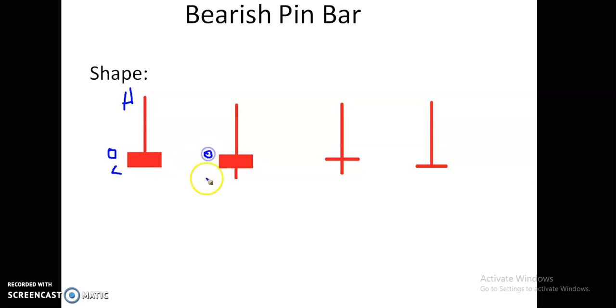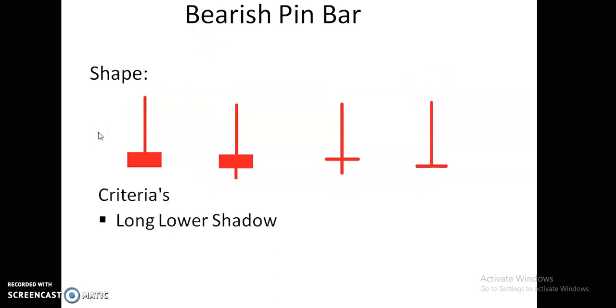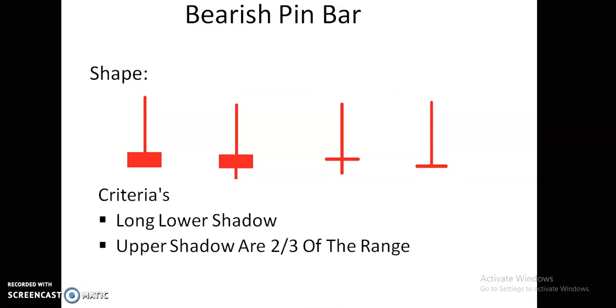Here you can see the open, close, low and high, and in this candle the open and close are in the same area, they form a lower point, and here you can see the higher point. Similarly here, the open, close and high are almost the same, and this is the low, and here you can see the high. So see the criteria, same as the bullish pin bar: a long upper shadow, and the shadow is two-thirds of the range.